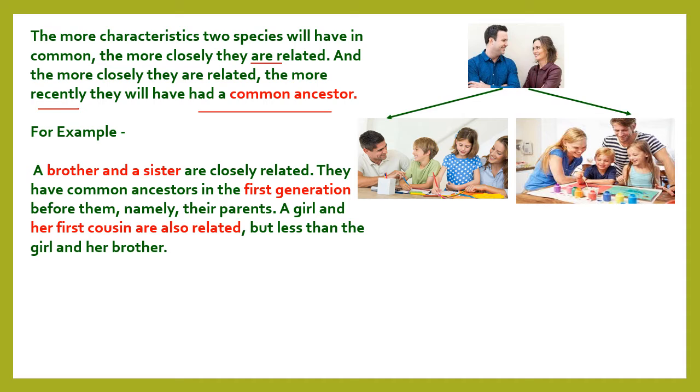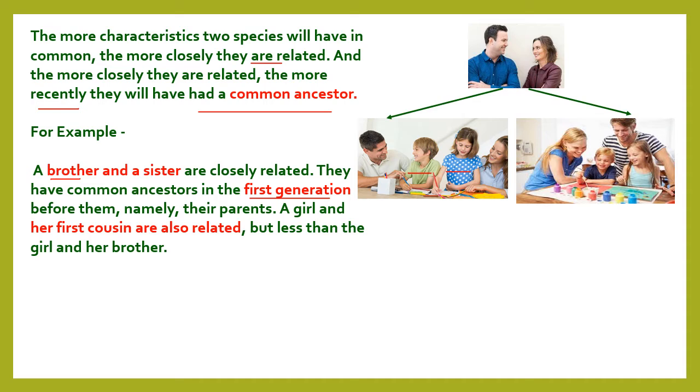Here an example of a brother and a sister is given. A brother and a sister are closely related. Fine, they have common ancestors in the first generation, we can name them the parents of the generation. Here they are brother and sister, and these are the parents, so they are very closely related.